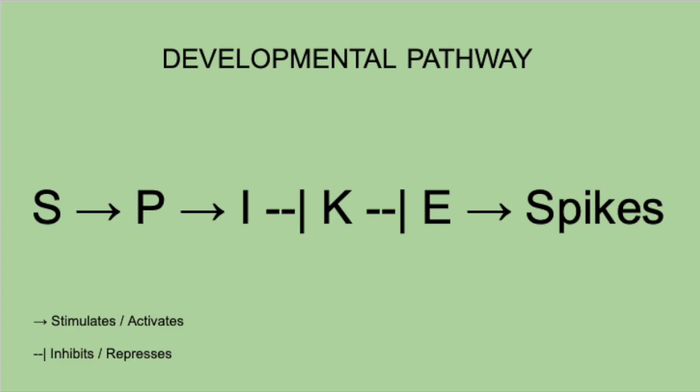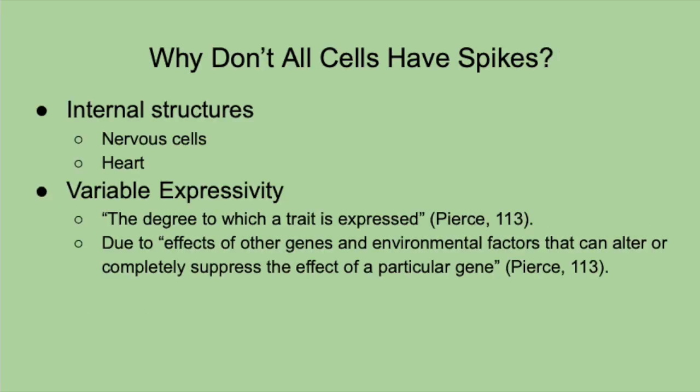When certain genes are present, they will lead to a particular phenotype, and a difference in expression of a gene will lead to a different phenotype. With the spiny beetle, not all components of this developmental pathway are present in every one of its cells, which is why there are some cells that do not possess spikes, like internal structures and nervous cells.